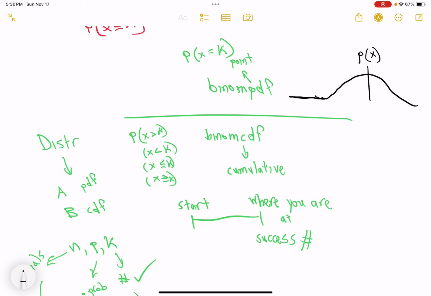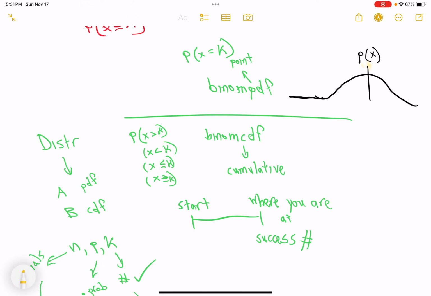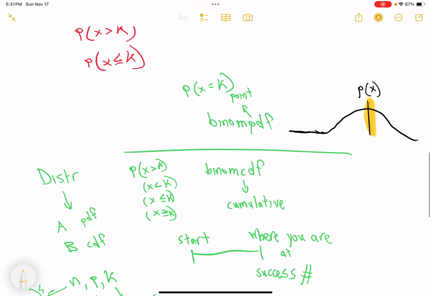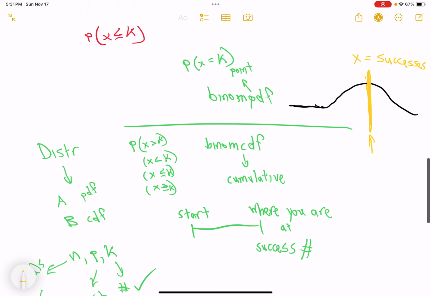So, if you will, what Binomial PDF does is it just gives us the highlighted line right here. Whatever you plug in, and actually it shouldn't say P of X here, whatever X is, our number of successes that we plug in, right? It's only giving us the probability of that particular discrete value.